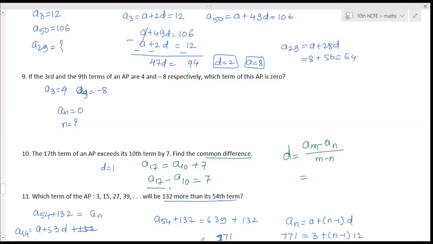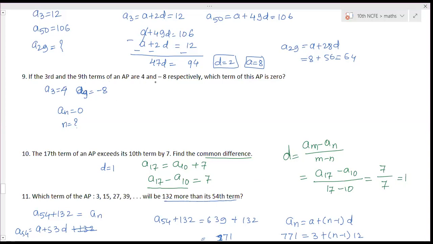Now here we already know the 17th term minus the 10th term. a17 minus a10 divided by the positions: a17 is in the 17th position and a10 is in the 10th position. The difference a17 minus a10 is 7, divided by 17 minus 10, which is 7. The answer is 1. If you work this way, even this question becomes easier.